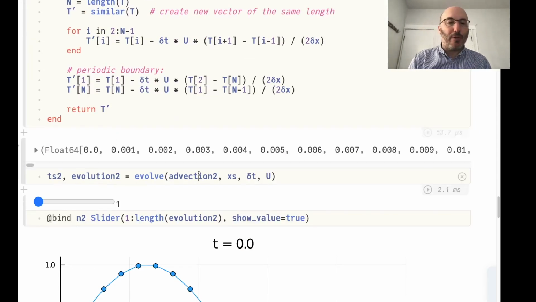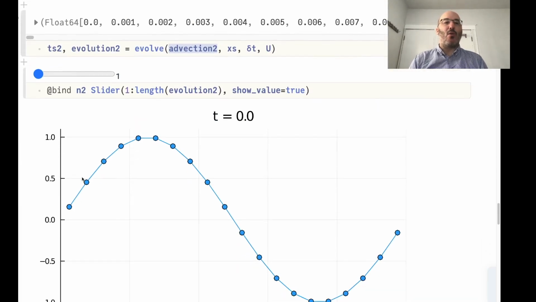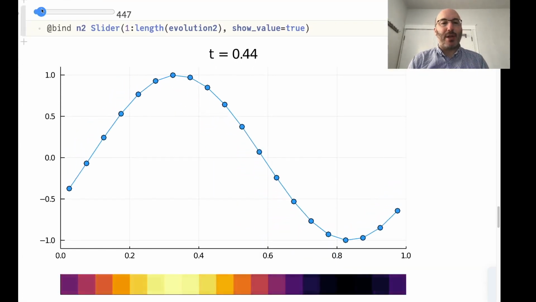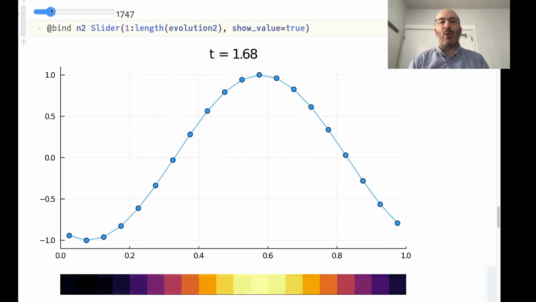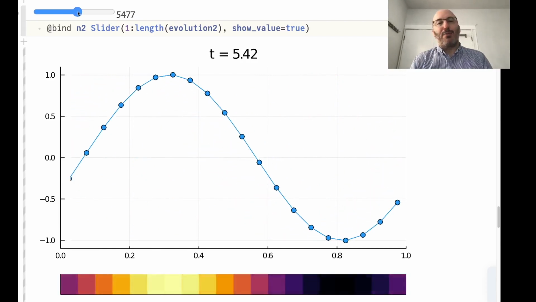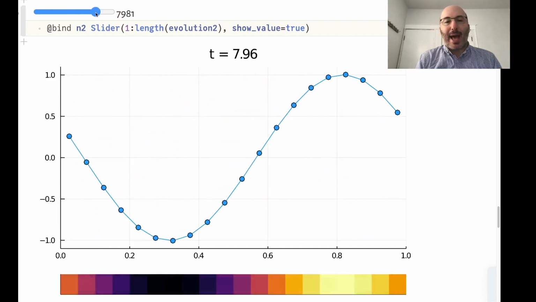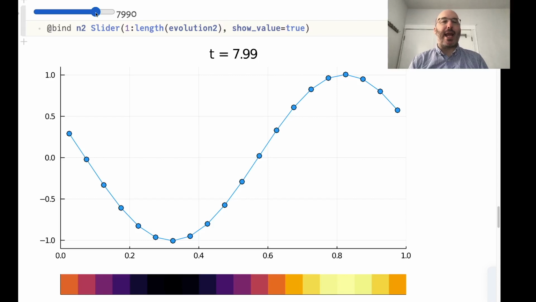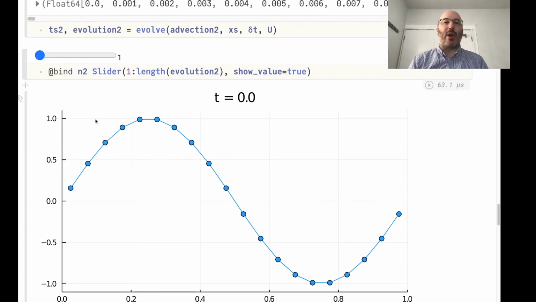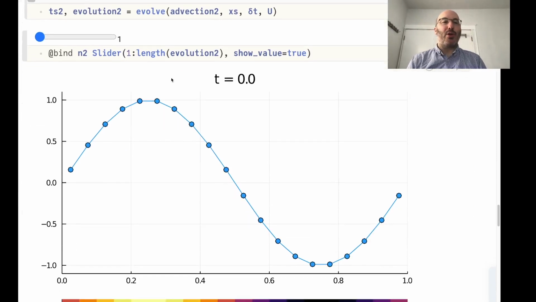And so when we evolve using advection 2 instead, what do we find? We find that now the system actually behaves as we expected, as we hoped. Basically, this profile is moving along at a certain speed, and it's pretty much maintaining its shape. So let's try just checking, is it doing the correct thing? The speed that I used was 0.2, so we expect that in a time 1, the profile should have moved along a distance 0.2.